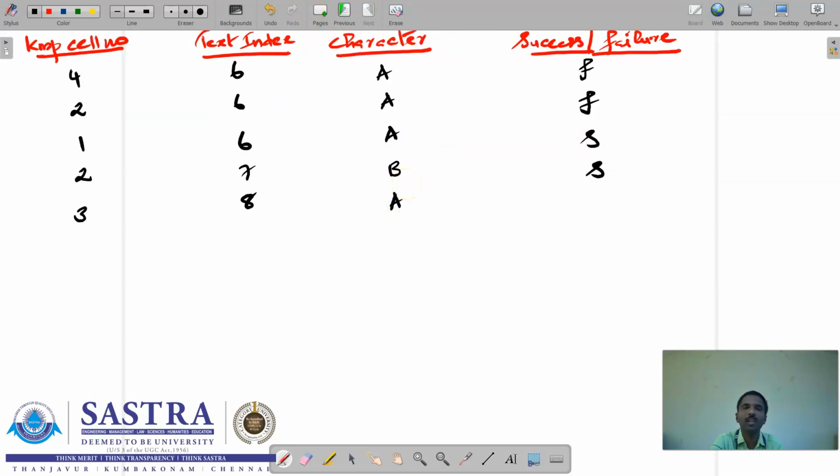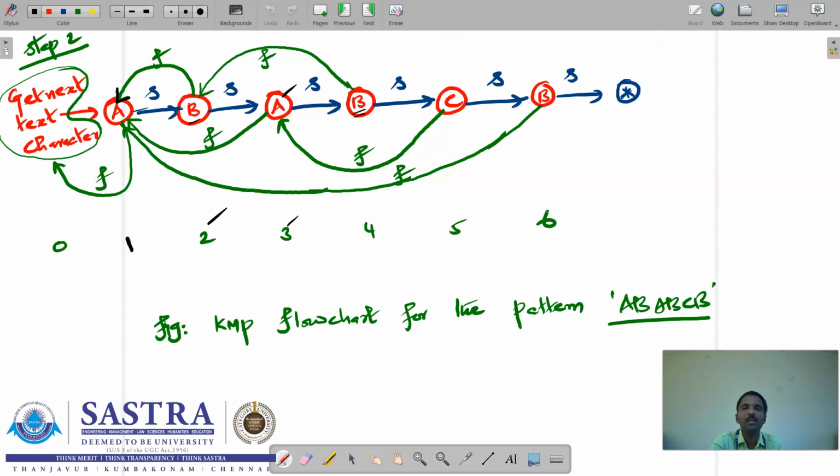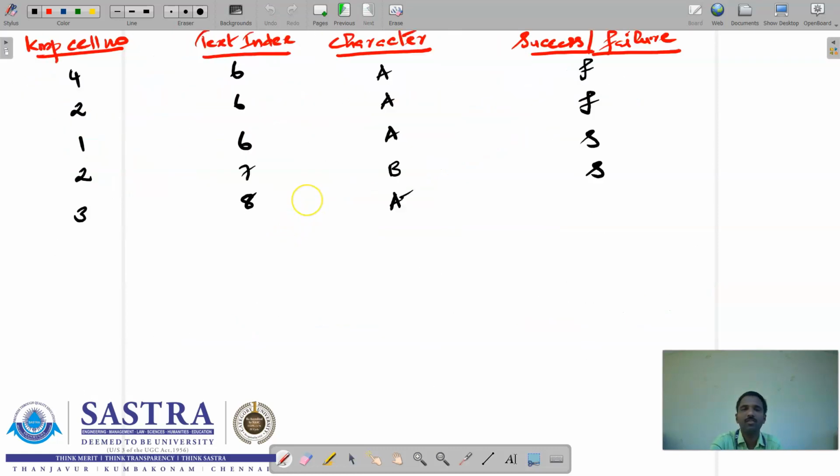Now check if cell number 3 has a character A. Cell number 3, yes, cell number 3 has a character A. This is true. So again success. Next, cell number 4, text index is 9.